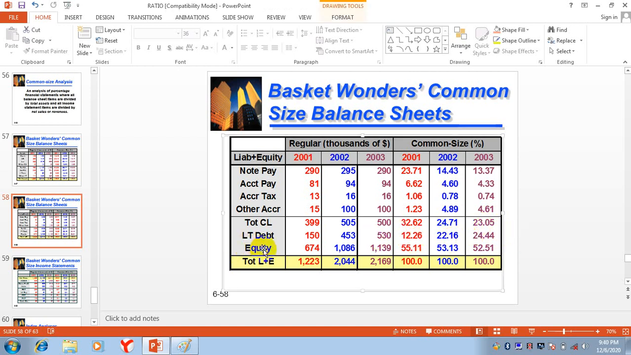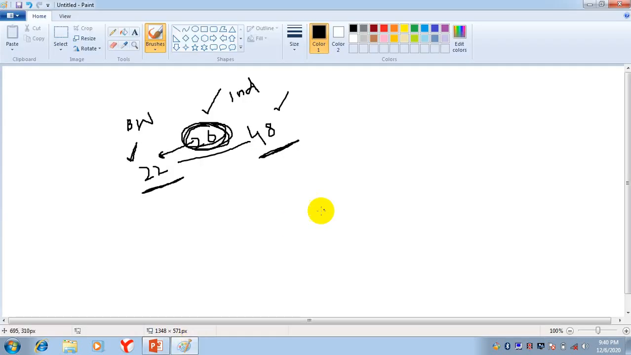Equity: 55, it comes down to 53, comes down to 52. When your debts are increasing, your equity automatically will come down. How? You know about this. Assets is equal to liability plus equity.